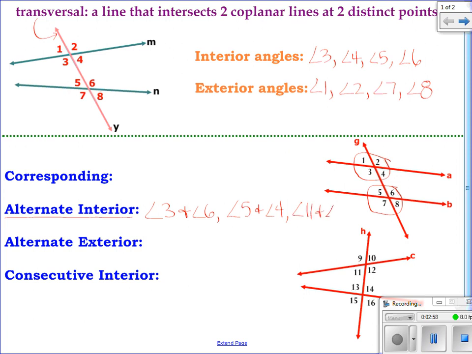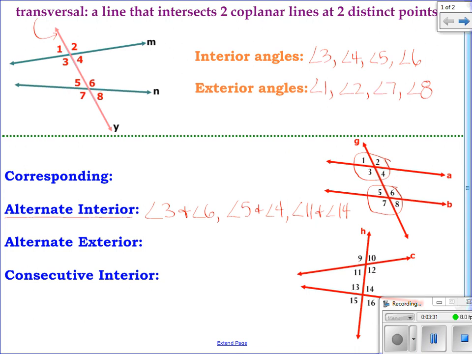So alternate interior. What are they talking about with the word alternate? Different sections of the angles. Kind of. On different lines, one from line A and one from line B. But what do they mean by alternate? If they're parallel, and we'll get to that in an upcoming section, they're equal to each other, like 3 and 6.